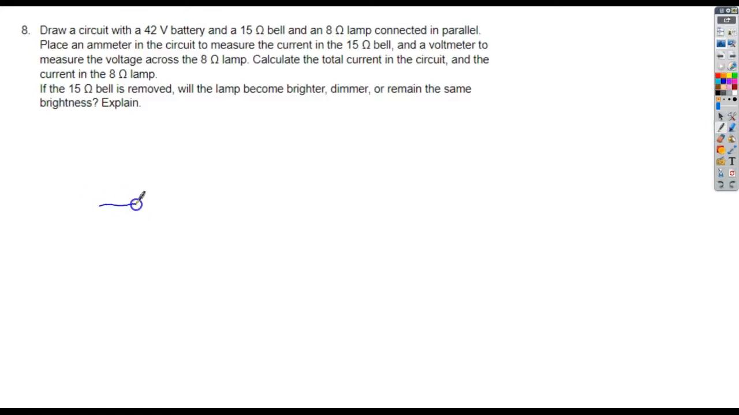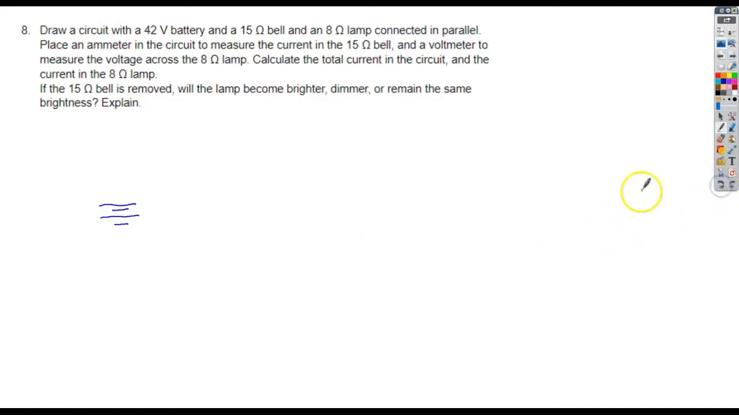Let's draw this one a little different. We will put our battery here. Obviously, we're going to put a wire here. Let's come over, and these are both in parallel. So we'll go down, and we've got a lamp. So let's do the lamp first.